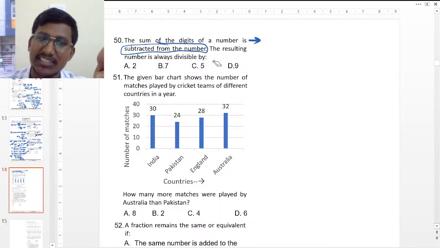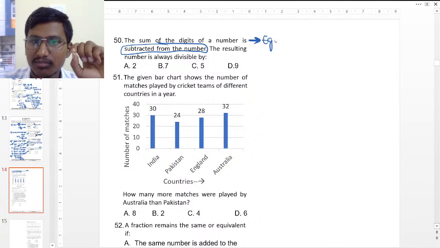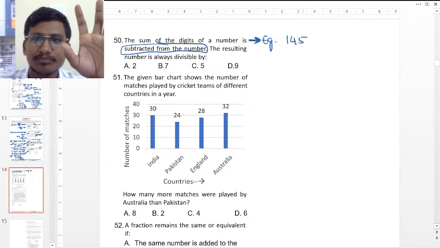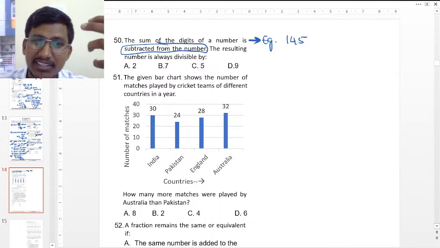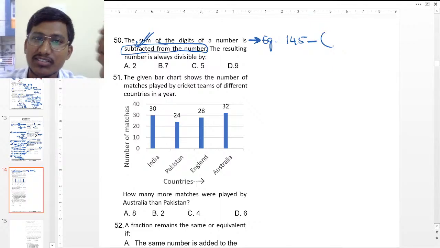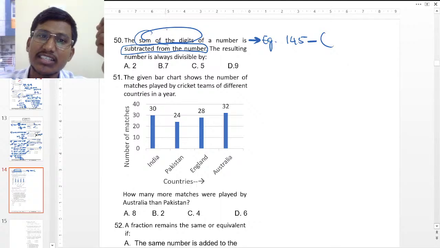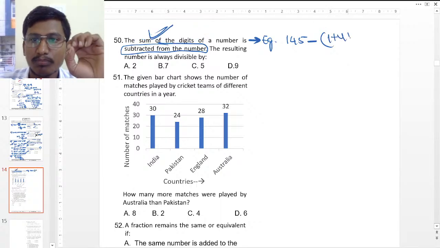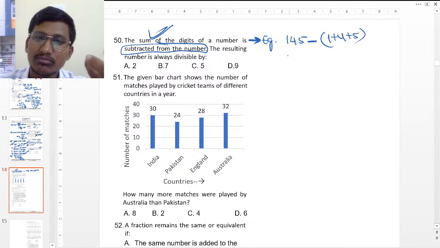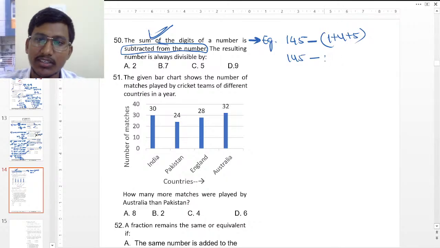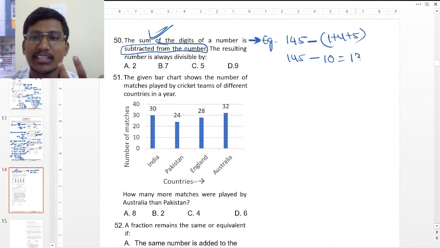So let us take an example. I will take a number, that is 145. Let us subtract the sum of the digits. You can see the sum of the digits, right? You have to subtract the sum of the digits. So that is 1 plus 4 plus 5, which is 10. So 145 minus 10, it will be 135.